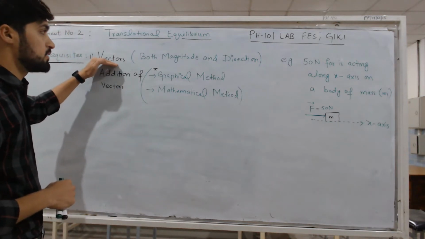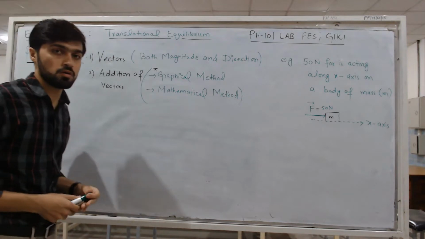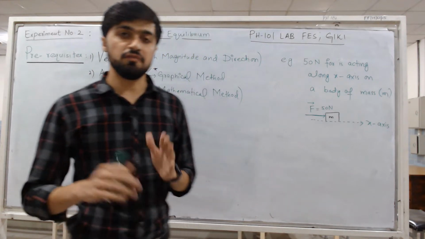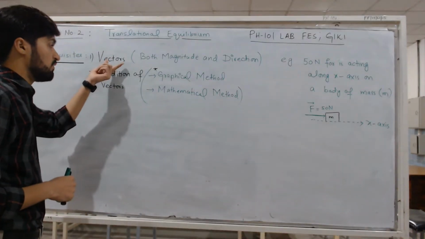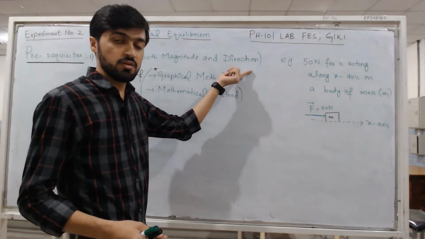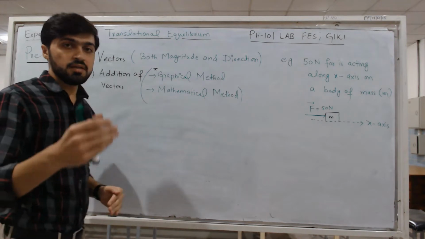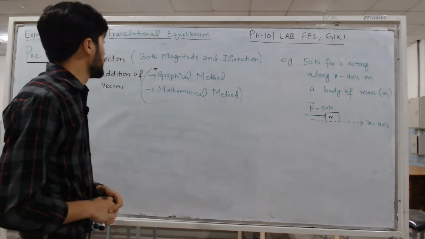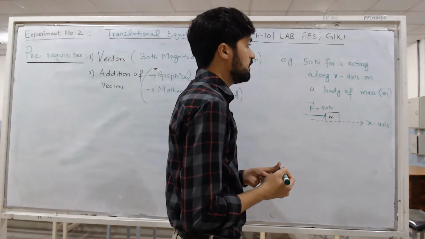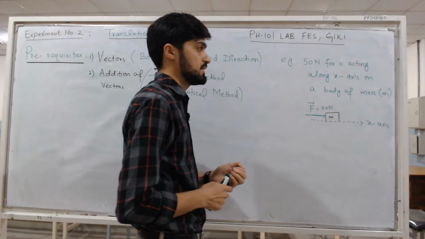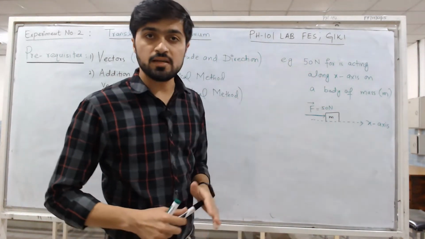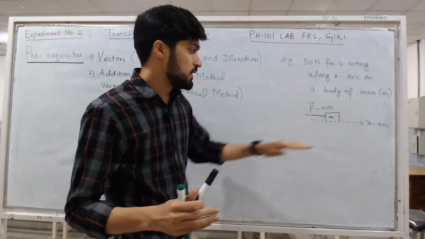So what are vectors? Actually, vectors are physical quantities. Any quantity that we can measure is a physical quantity. A physical quantity having both magnitude as well as direction is known as a vector quantity. I can give you a very simple example. Let's say a 50 Newton force is acting along the x-axis on a body of mass m. We can say that force is a vector quantity.